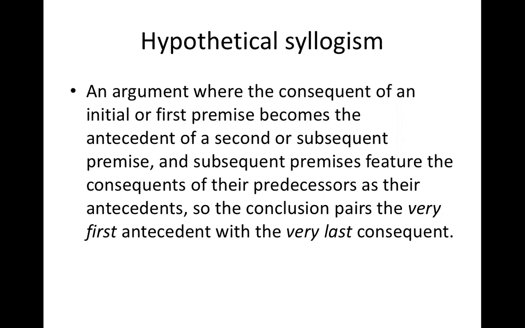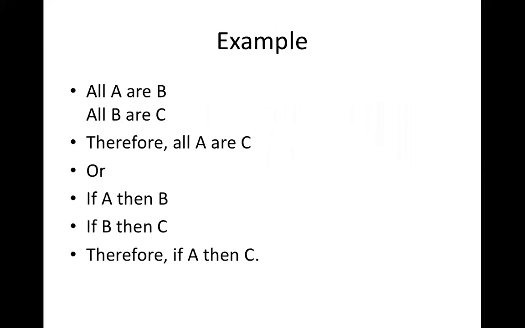Now, let's look at the third kind of valid deductive argument. We call it hypothetical syllogism. This is an argument where the consequent of an initial or first premise becomes the antecedent of a second or subsequent premise. That is, the consequent of a premise becomes the antecedent of the next premise. Look at this example. All A are B, all B are C.